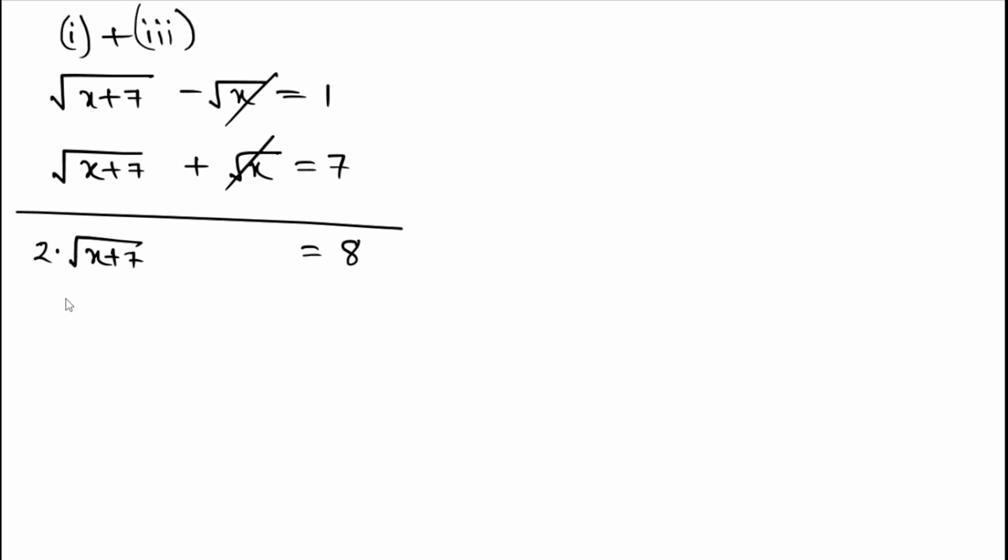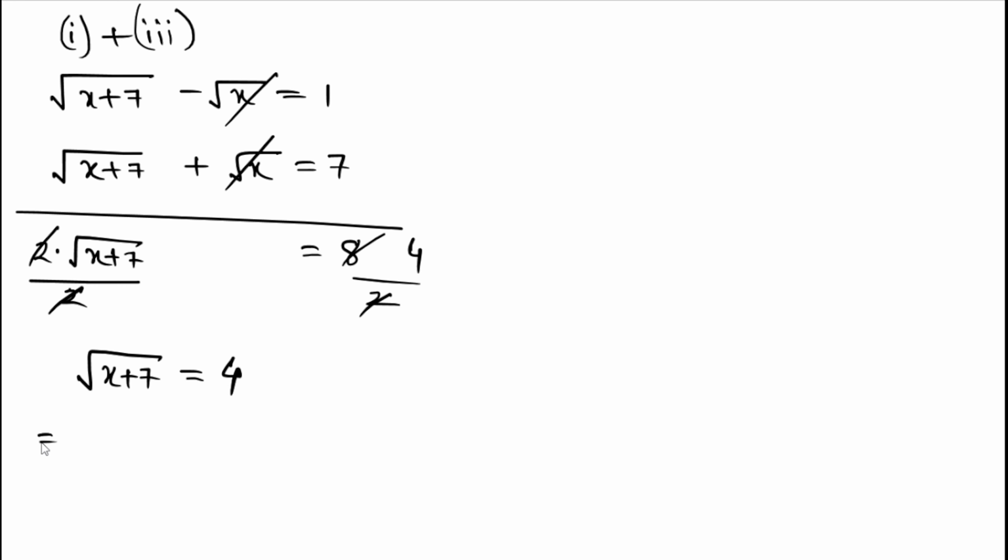Now divide by 2 both sides, right? So we get these two are cancelled out, so it will be 4. Therefore square root of x plus 7 equals 4, right?